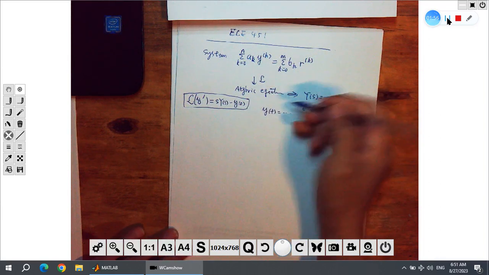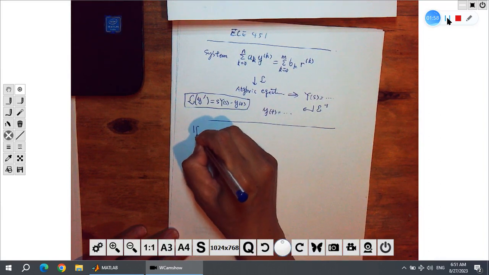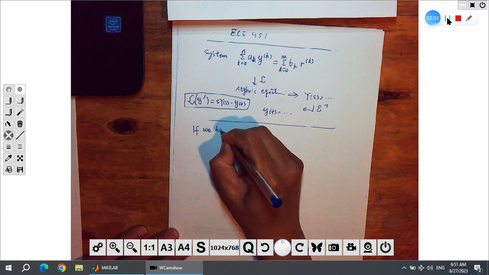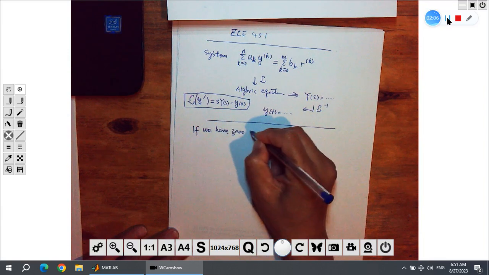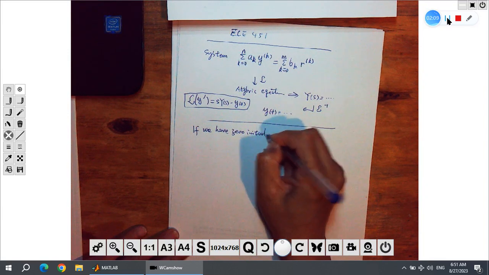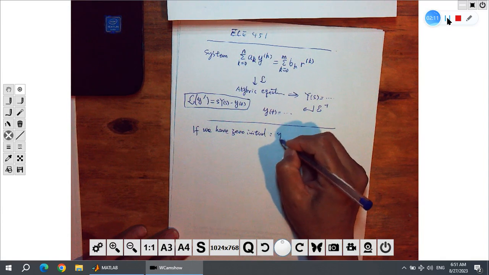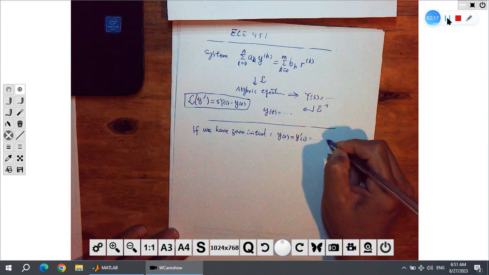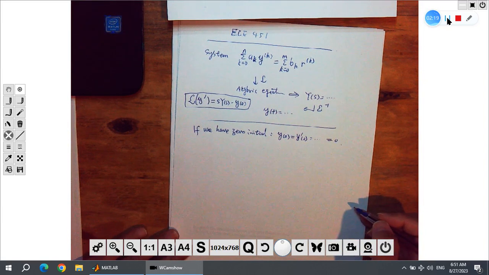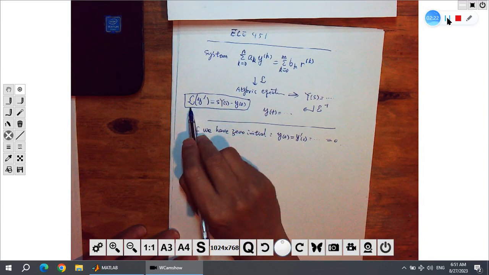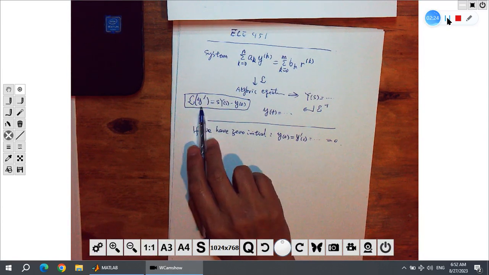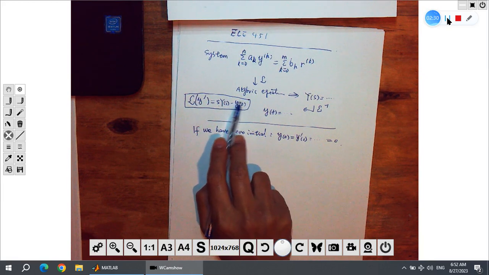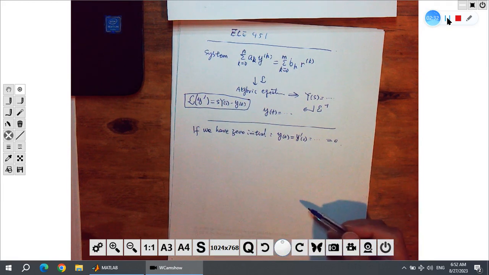But here we have a special case. If we have zero initial conditions, y of 0 and y prime of 0, all of these are 0, then what will happen? We only have this term, s times Y of s. Look at the Laplace transform: only this term, no initial values, they are zeros. So things turn out to be simple.